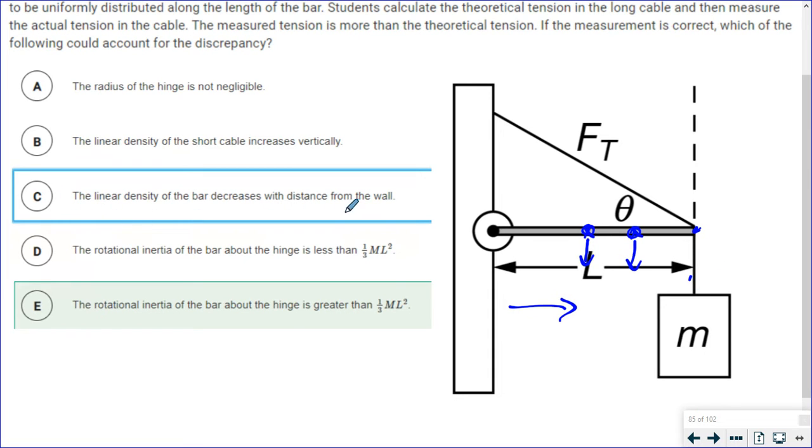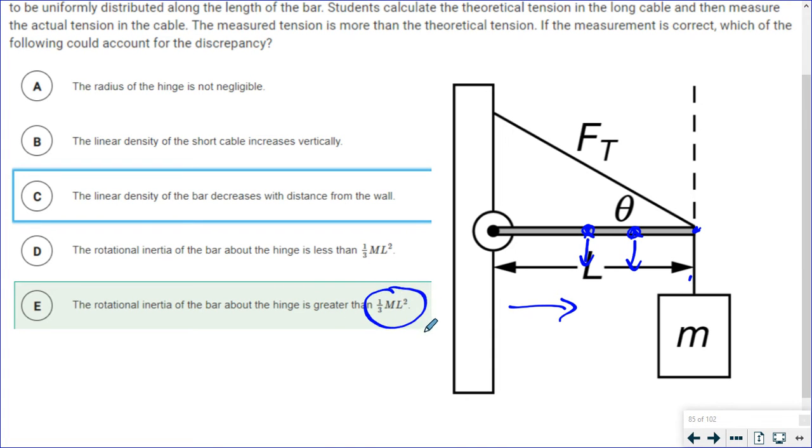The linear density of the bar decreases with distance from the wall. Well, that would put more mass towards our pivot point on the wall here, and that would decrease your force of tension. D, the rotational inertia of the bar about the hinge is less than. E is your correct answer. Rotational inertia is greater than.